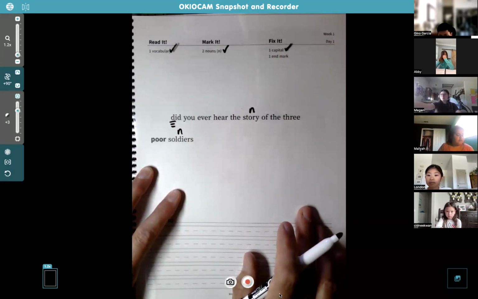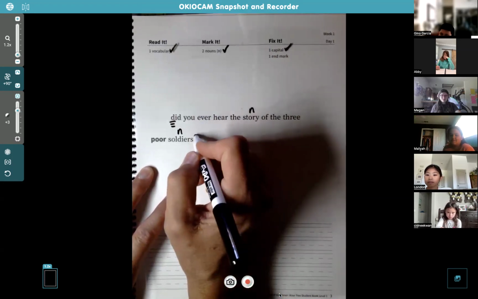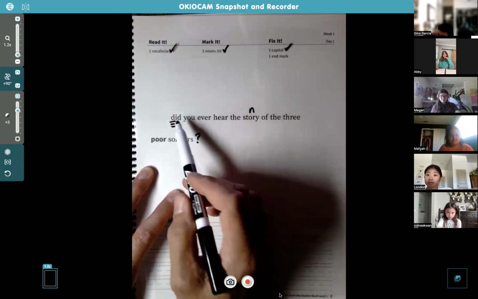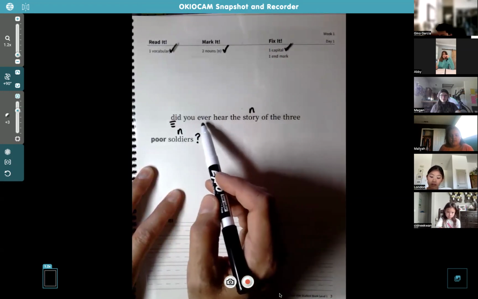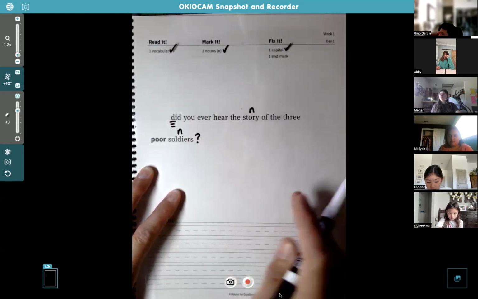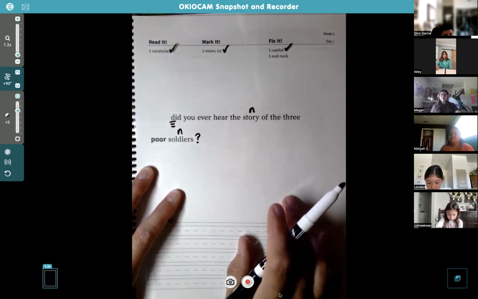And then Abby, we have an end mark here. We need to put in, what kind of a mark do we put at the end of this sentence? A question mark. Good. I'm glad you caught that. It's a question mark because it starts with did. Did you ever hear the story of the 3 poor soldiers? So you're right. It's a question.